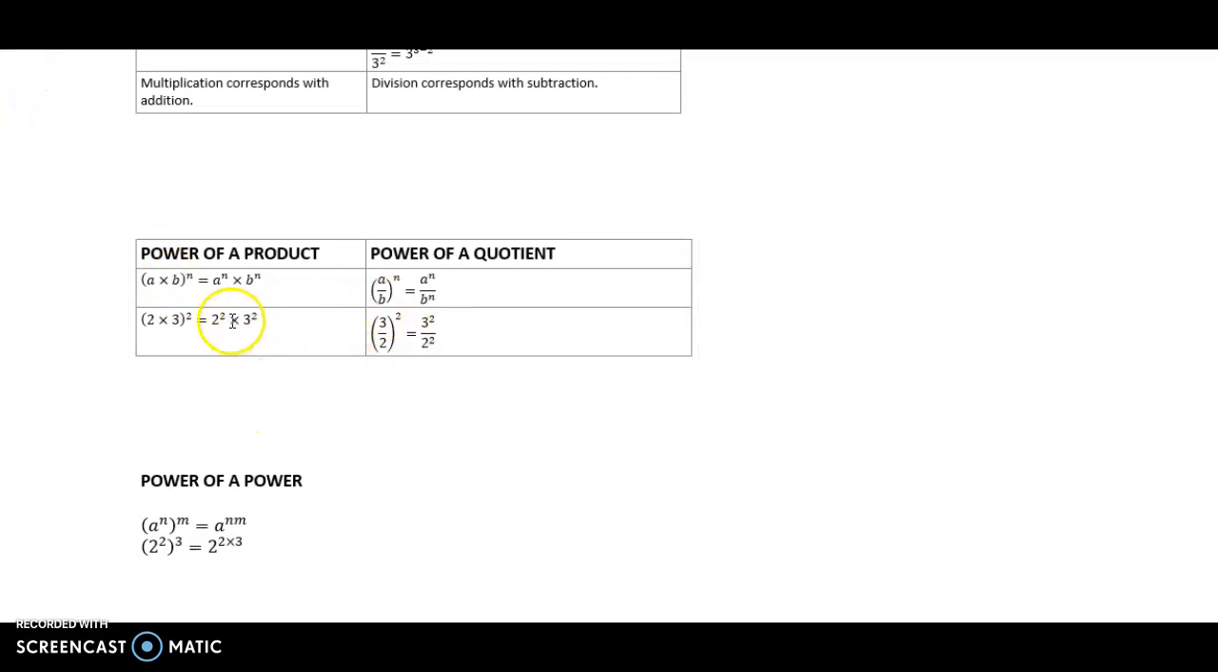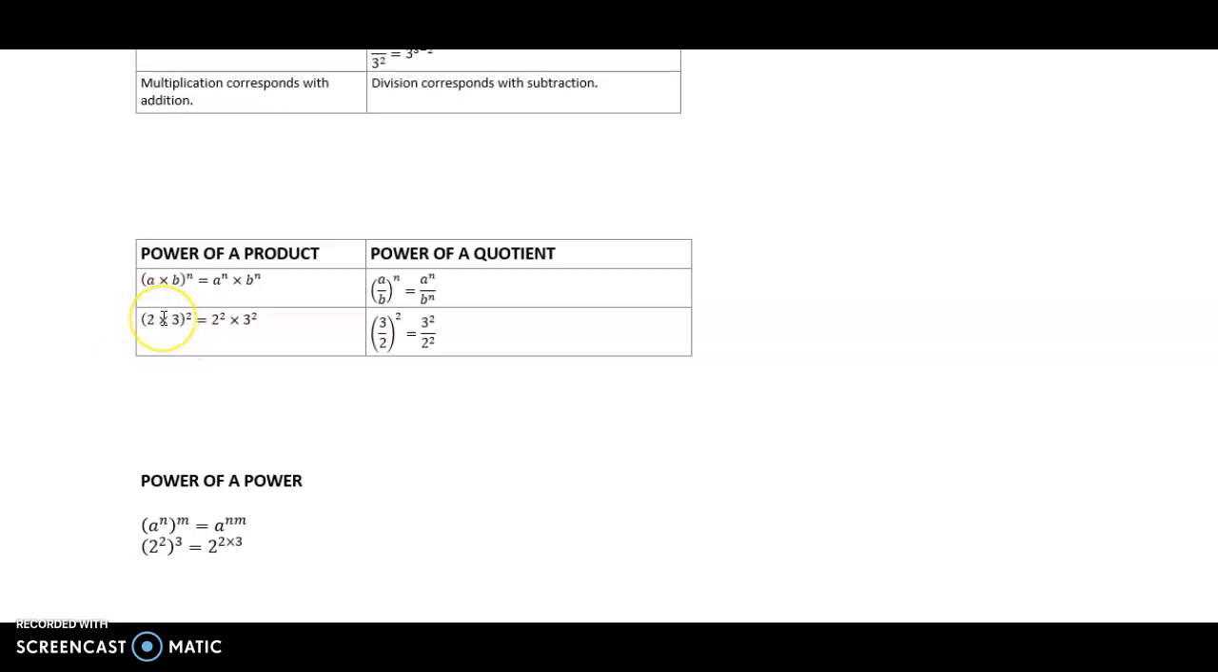In fact, a or b can be equal to 0, but then your final answer either way will be 0. Okay, let me give an example: 2 times 3 within brackets. According to the product rule, we must start by dealing with the brackets.